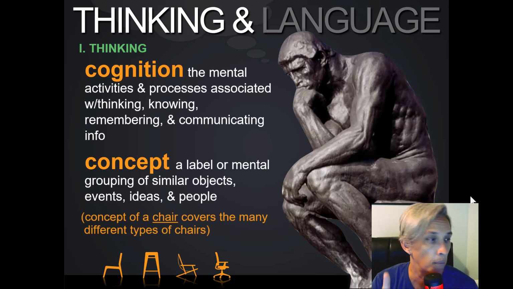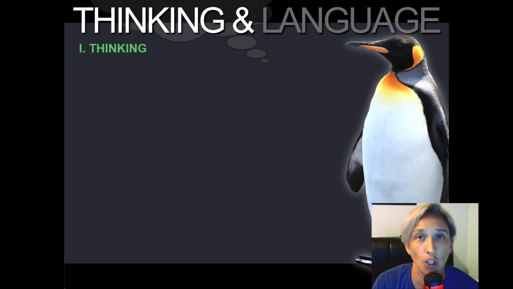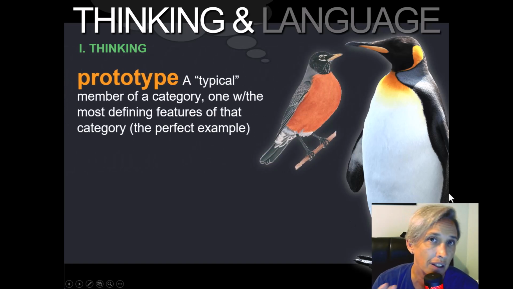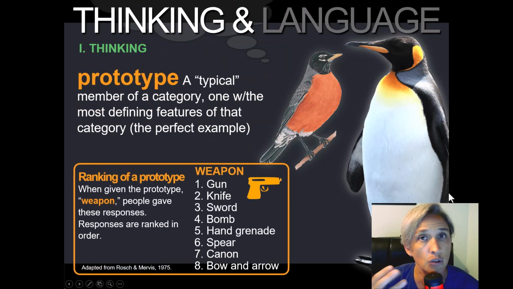So do this for me. Think of a bird. Take a moment, make a mental image of a bird in your head. Does it look like this? Probably not. The reason why is because a penguin is not our typical prototype for a bird. Now, what is a prototype? Did your bird look like this? It's more likely that it looked like a robin because you see more robins in your lifetime.